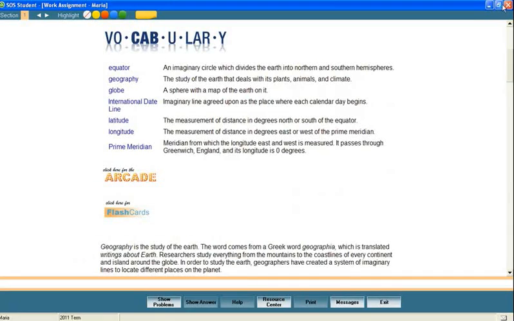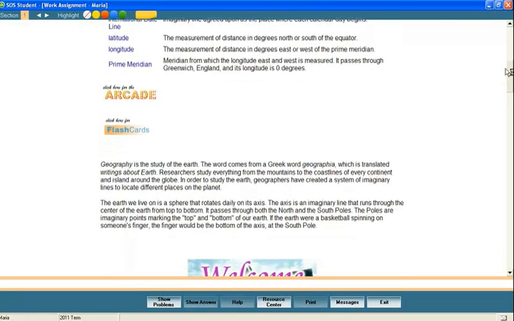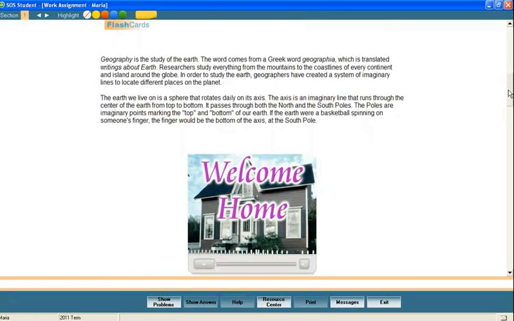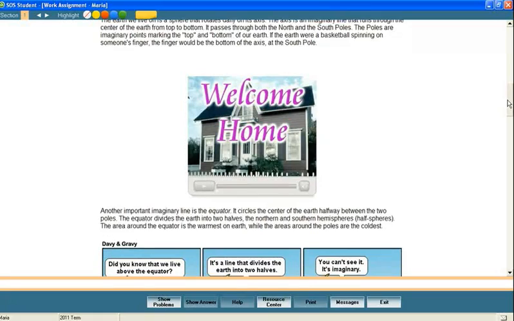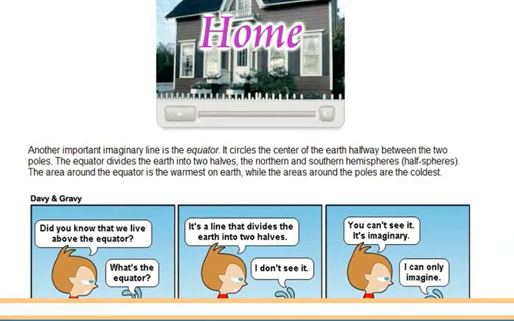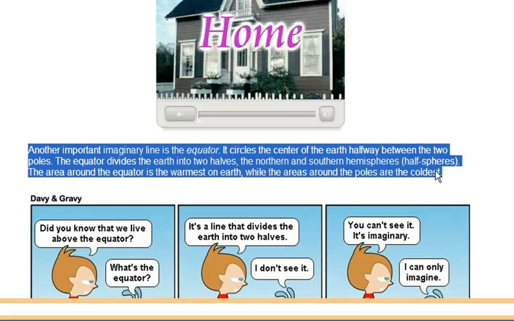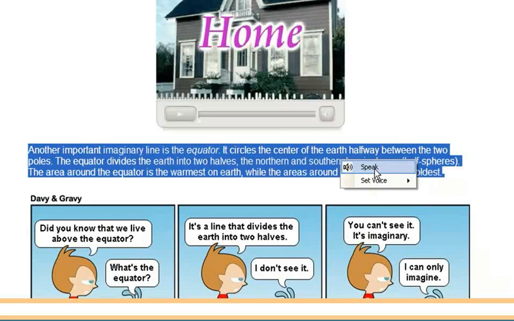After this introductory material, a student moves independently through the lesson, reading the text-based instruction and utilizing the multimedia features that have been provided. Auditory learners may benefit from hearing lesson text read aloud as they follow along. To utilize this feature, select a portion of text and right-click to select from available voices or to read the text.